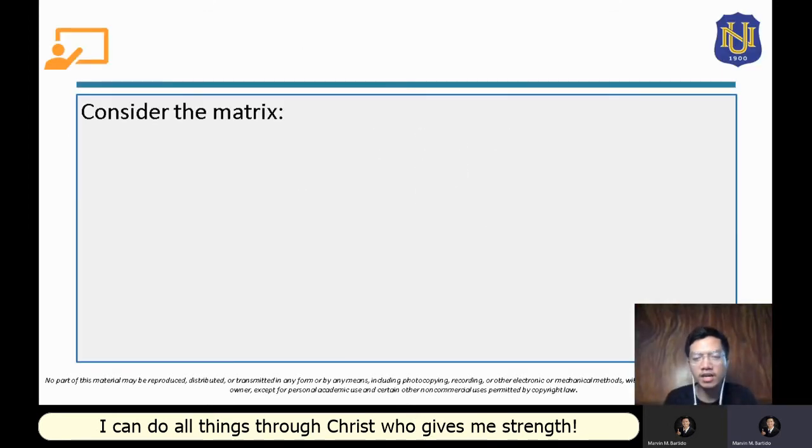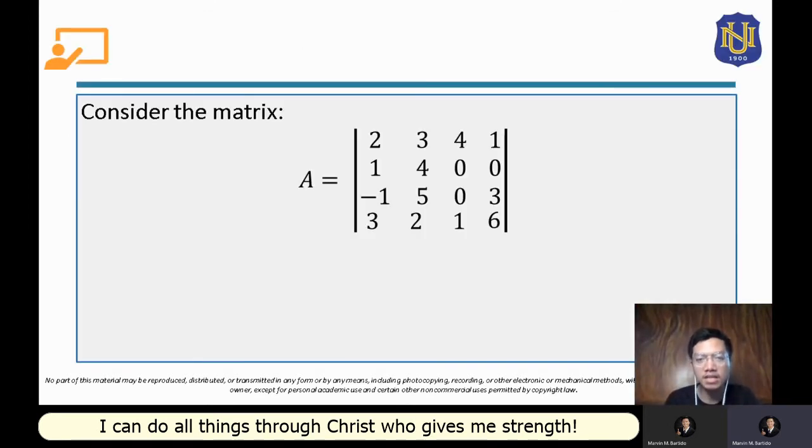Okay, so let's consider the matrix. This is a matrix A, and these are the corresponding elements of this matrix A. If we are asked to solve for the determinant of this matrix A, as we can see, this is a 4 by 4 matrix, so this is a matrix of order 4.